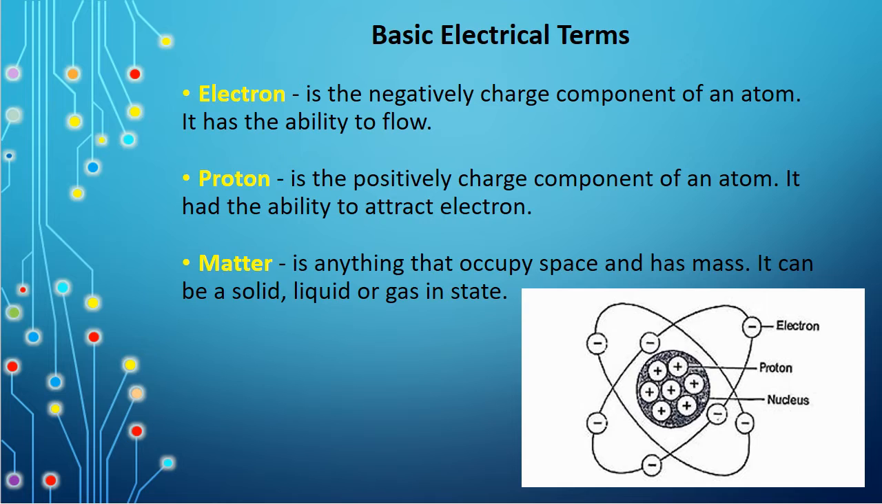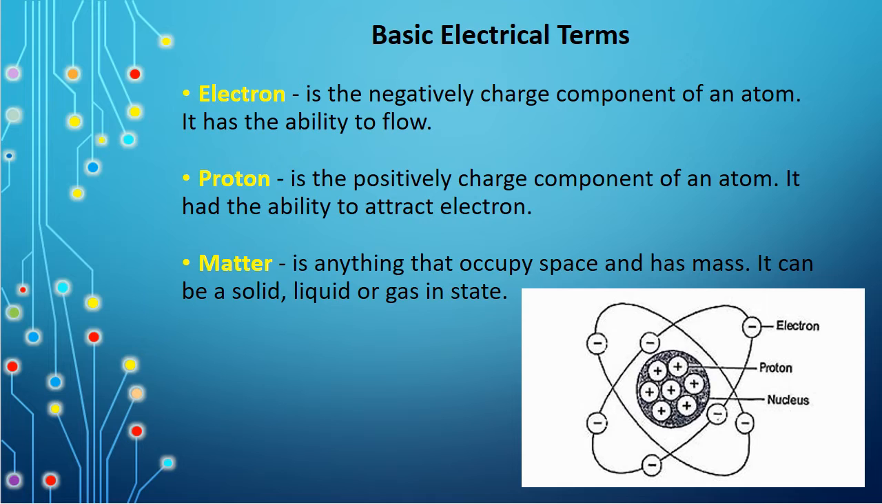First, we have the electron, which is the negatively charged component of an atom, and it has the ability to flow. Then another, we have the proton. It is the positively charged component of an atom, and it has the ability to attract electrons. So these electron and proton have a bond with each other.